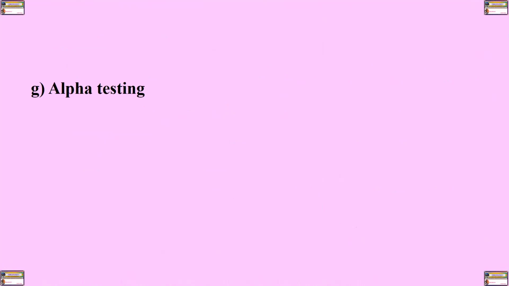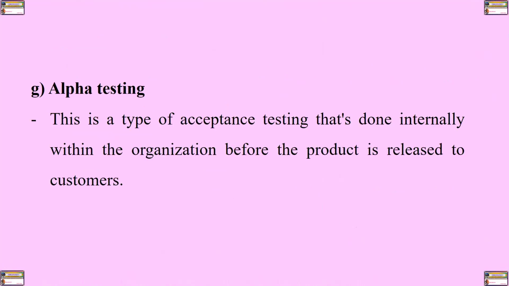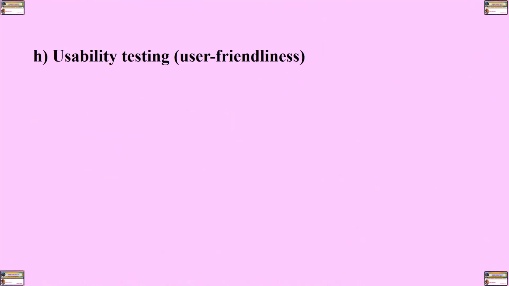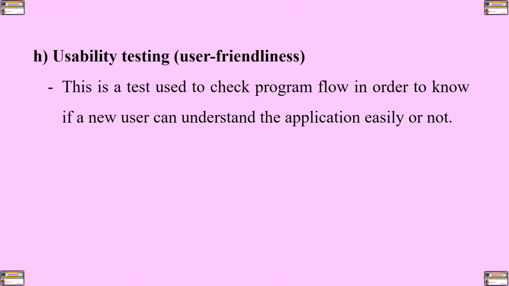The seventh type of testing is alpha testing. This is a type of acceptance testing that is done internally within the organization before the product is released to others or to customers. The eighth type is usability testing, or user-friendliness.